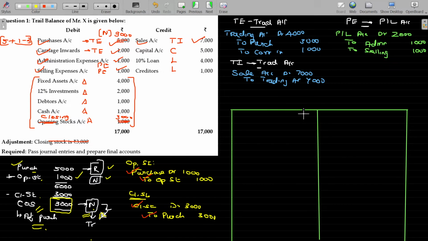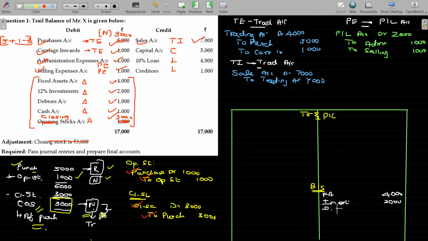So, trading and P&L account and then balance sheet. What are the leftover items in the trial balance? 1, 2, 3, 4, 5 assets are there. I just post all these things in the asset side. Okay. Fixed assets 4000 rupees and investments 2000 rupees.